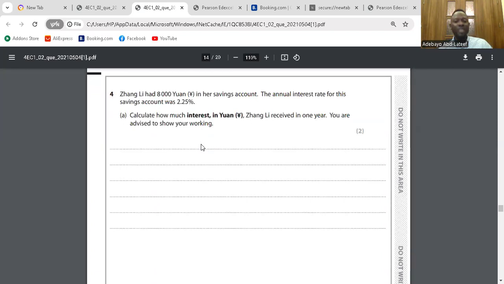Calculate how much interest in yuan Zhang Li received in 1 year. You're advised to show your working. The principal is 8,000. That's the principal. The interest rate is 2.25%. So it's 8,000 multiplied by 2.25%, which is 180 yuan.